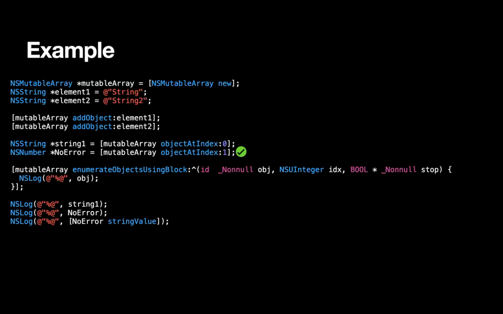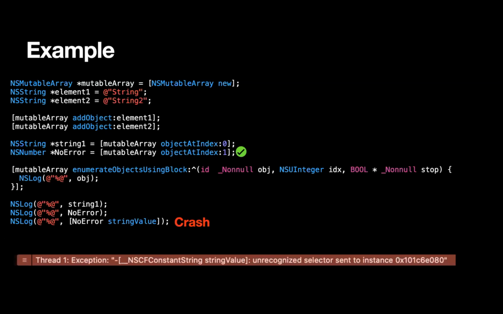The code just continues executing, and even when we try to iterate over the array and print its contents, there is no problem, because both string and number respond to the same methods for printing an object, so there is no crash, everything is fine. The crash happens only when we try to access a specific number-like method, which is supported only by numbers. And there is obviously a string inside, and that causes a crash. Unrecognized selector sent to instance. So that's the gist of the type system of Objective-C.